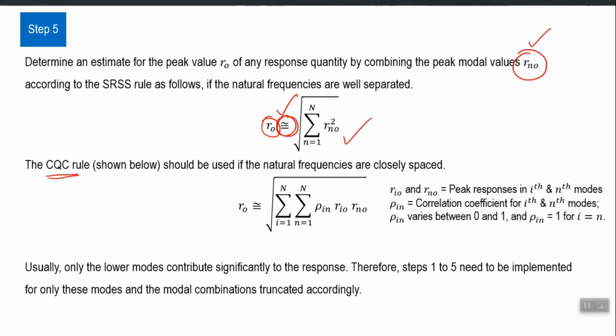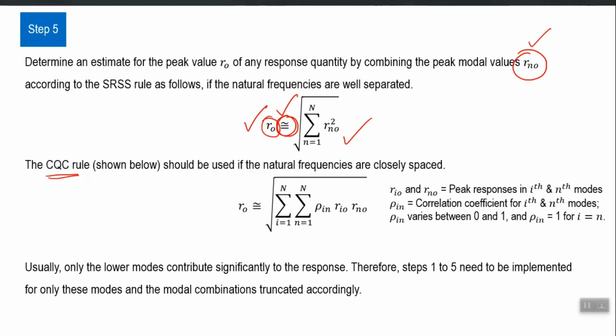There is a more sophisticated modal combination rule, the CQC method, complete quadratic combination rule, and this combination rule is recommended for cases where the natural frequencies are not well separated, right. So, for regular kinds of structures where natural frequencies are well separated, we can use SRSS, but for special cases we should go for the CQC method. And in the CQC method, the basic idea is that when you are combining modes, the effect of one mode on the other, or the correlation between two modes, should also be considered while combining them.